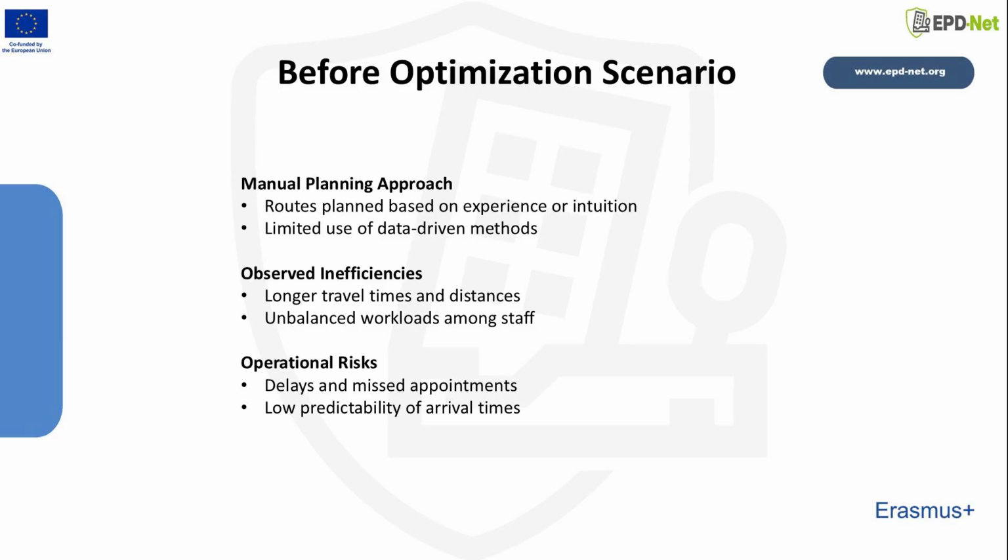Before optimization, workforce routes are often planned manually using personal experience, local knowledge, or simple heuristics. While this approach may work for small-scale operations, it typically lacks a systematic and data-driven foundation. As a result, several inefficiencies can be observed. Travel times and distances tend to be longer than necessary, and workloads are often unevenly distributed among field staff. Some staff members may be overloaded, while others are underutilized.